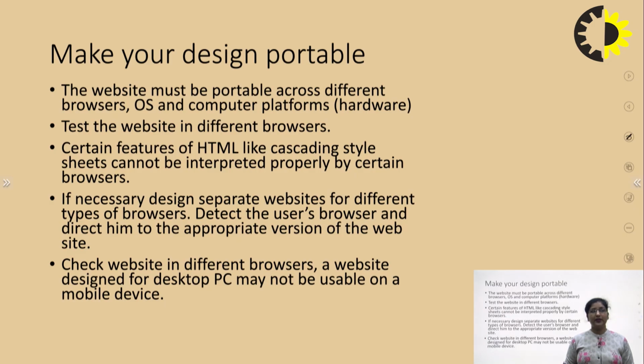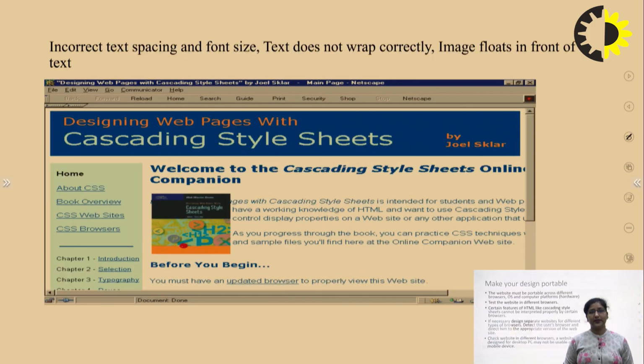After that, certain features like CSS in HTML cannot be interpreted properly by certain browsers. Many of the features of certain CSS are not being implemented or recognized by various browsers. So, if necessary, separate websites for different types of browsers are required. Then we detect the user's browser and direct them to the appropriate version of the website. Then check the website in the different browsers, and a website which is designed for a desktop PC may not be suitable for a mobile device. So we have to take care of all these things.